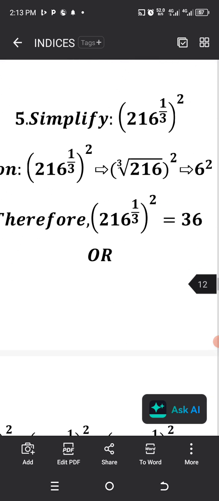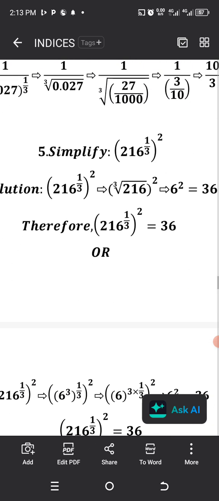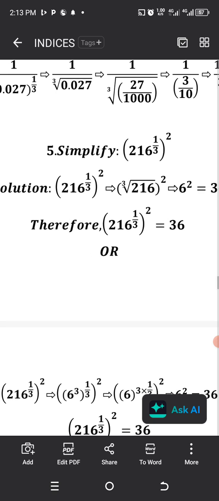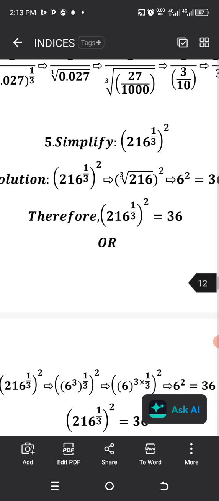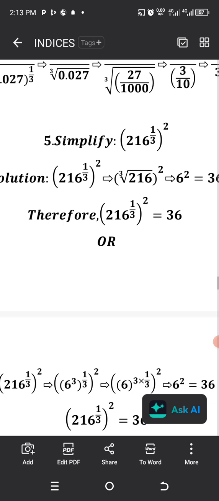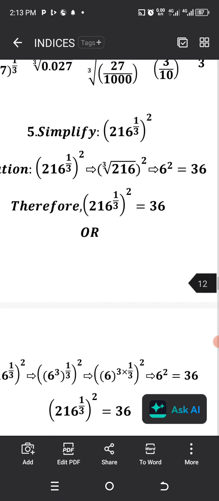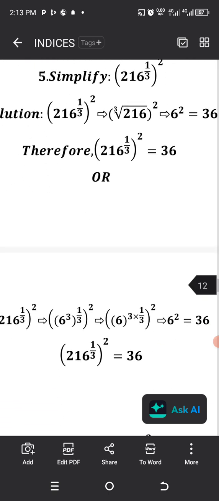So the next line is what? We have to simplify 216, everything raised to power 1 over 3, inside the parentheses, everything also raised to power 2. So just follow the same procedure. We recall 1 over 3 is a cube root. So that is why you're having that 2 over 3 inside the cube root. What is the cube root of 216? It is 6. That is 6 raised to power 2, and that is why it's 36.